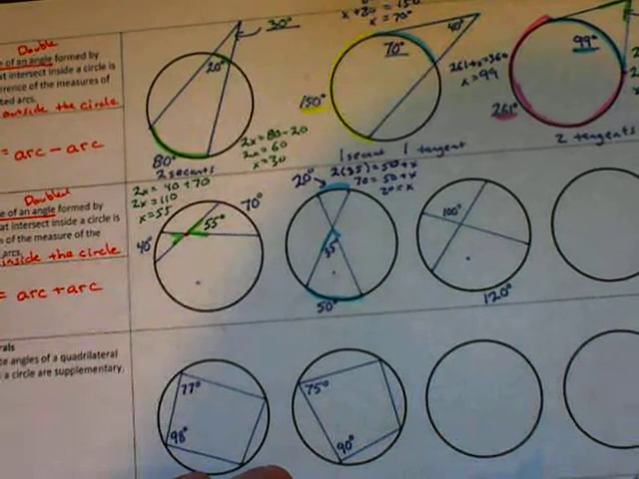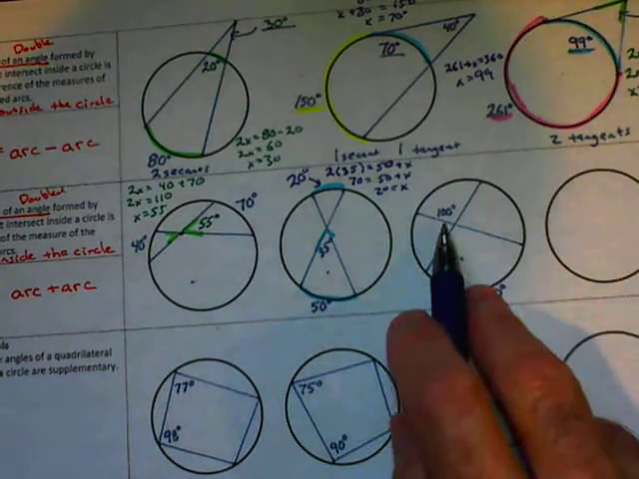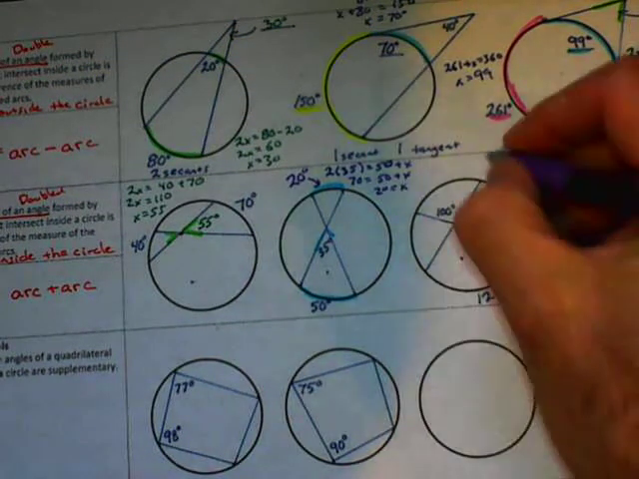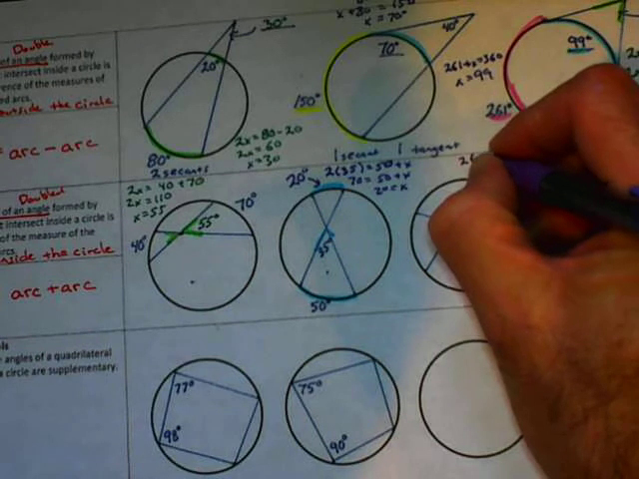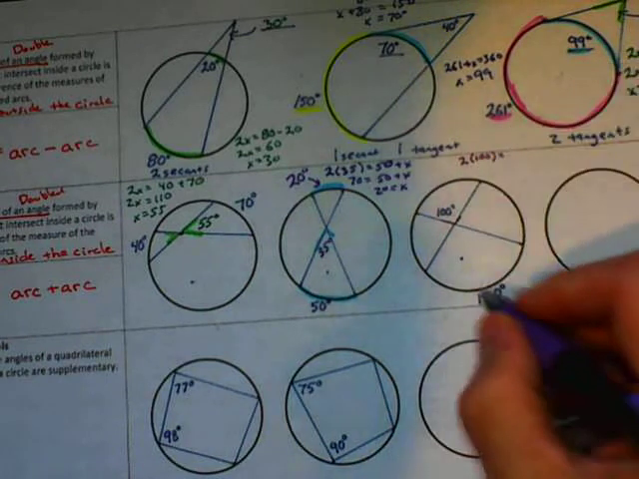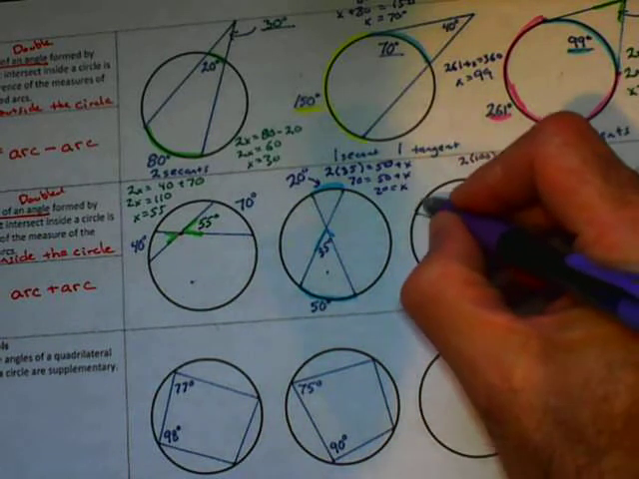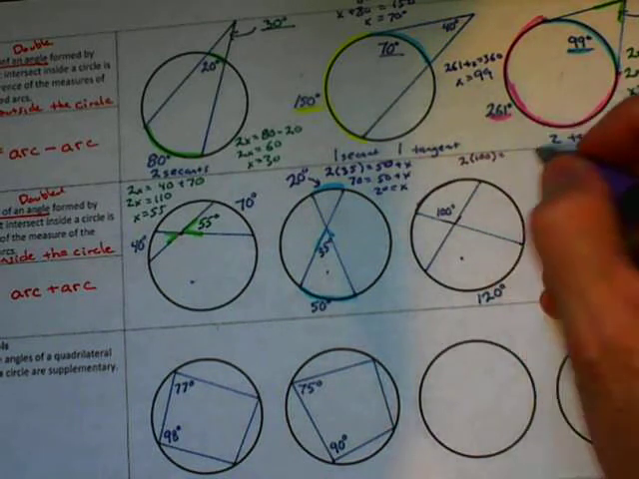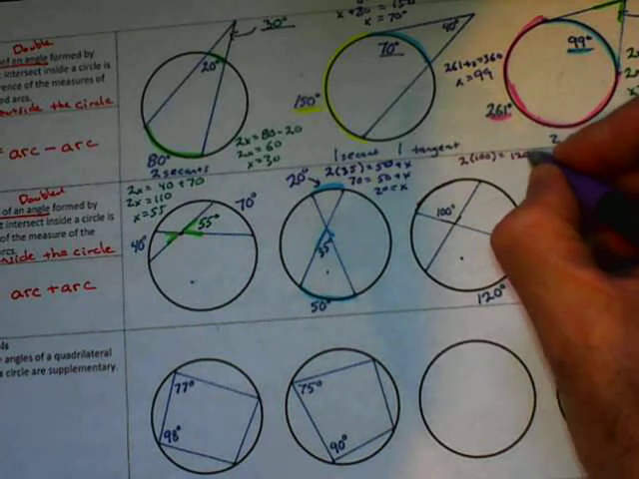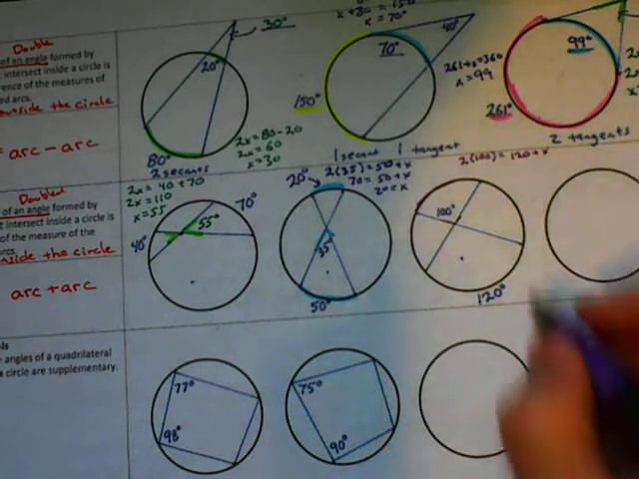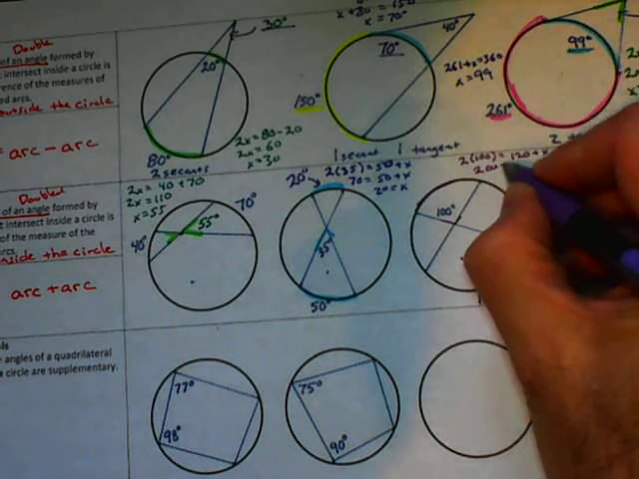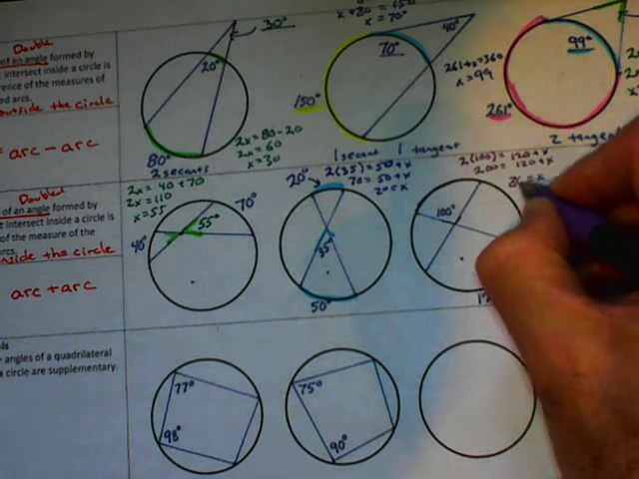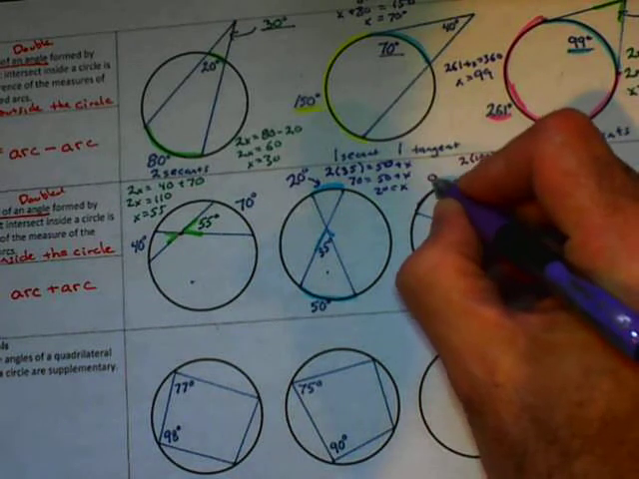Next one. Again, double the angle. So we have the angle here. We're going to double the angle, 2 times 100, is going to equal the sum of this plus this, which is what we're looking for. So 2 times 100 equals 120 plus x. That's 200 equals 120 plus x. Subtract 120 from both sides. X must be 80. So this is 80 degrees.